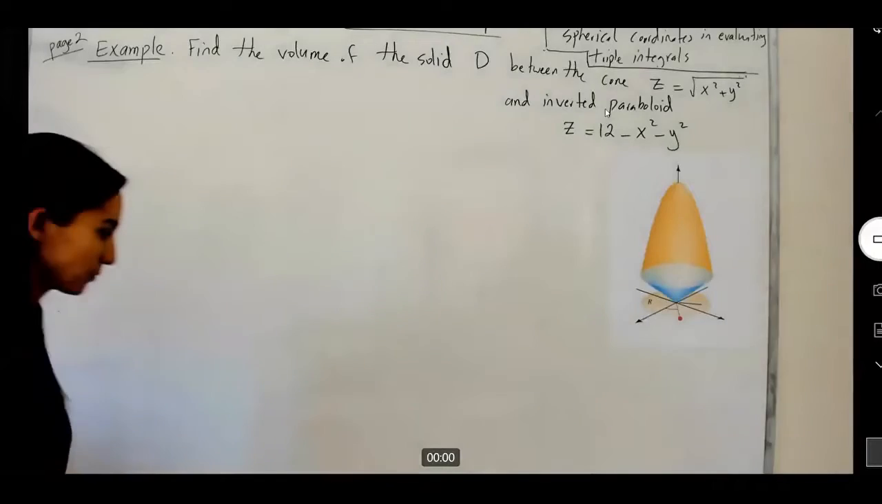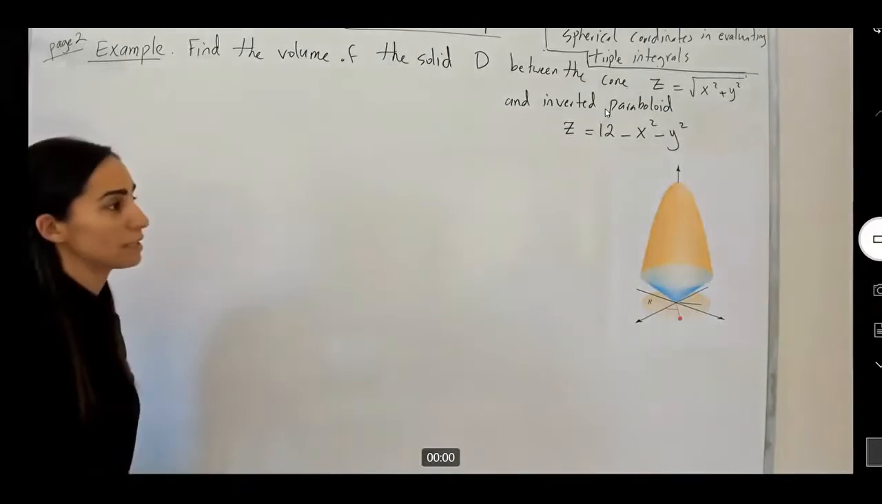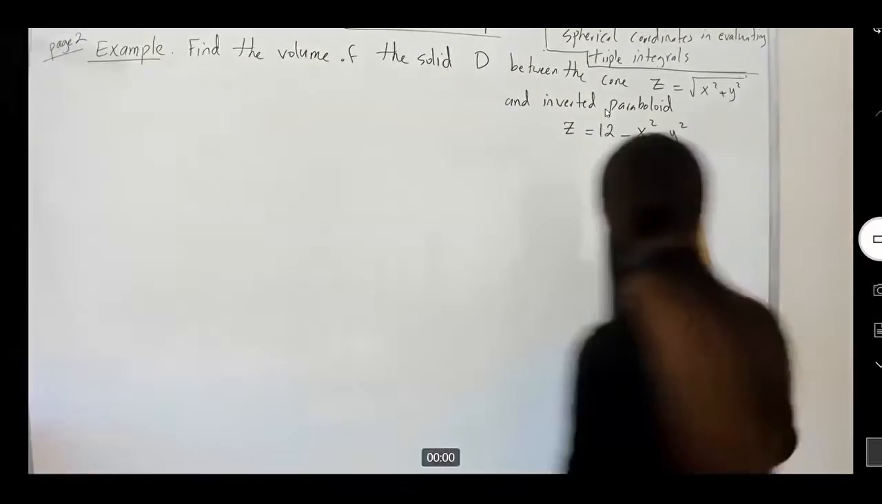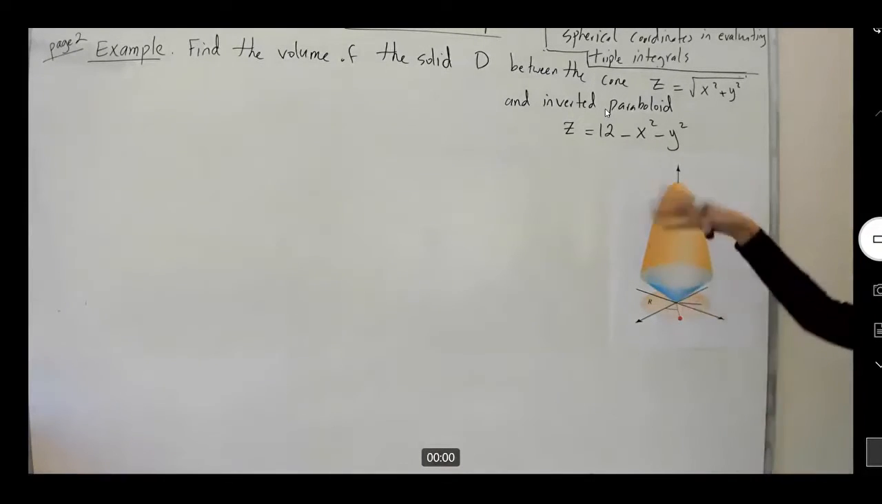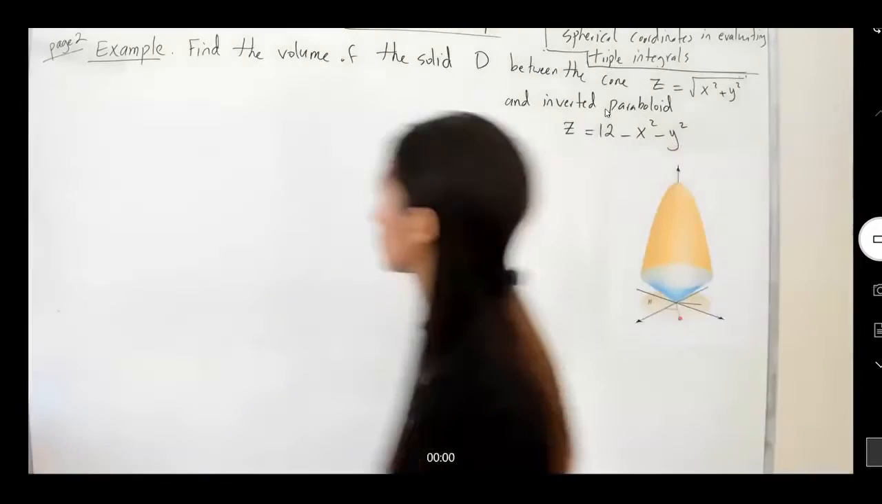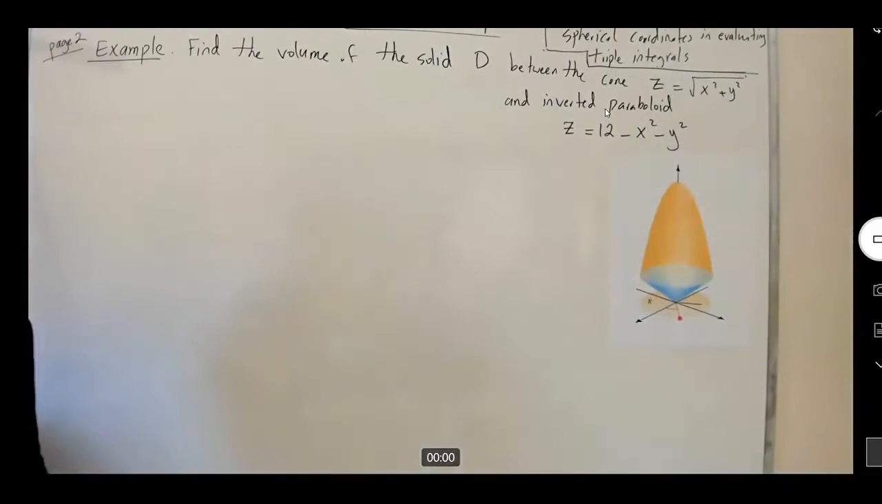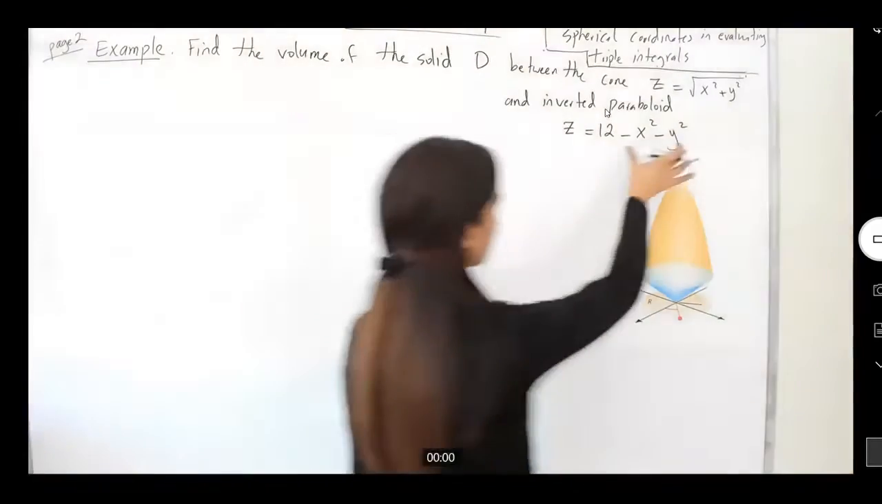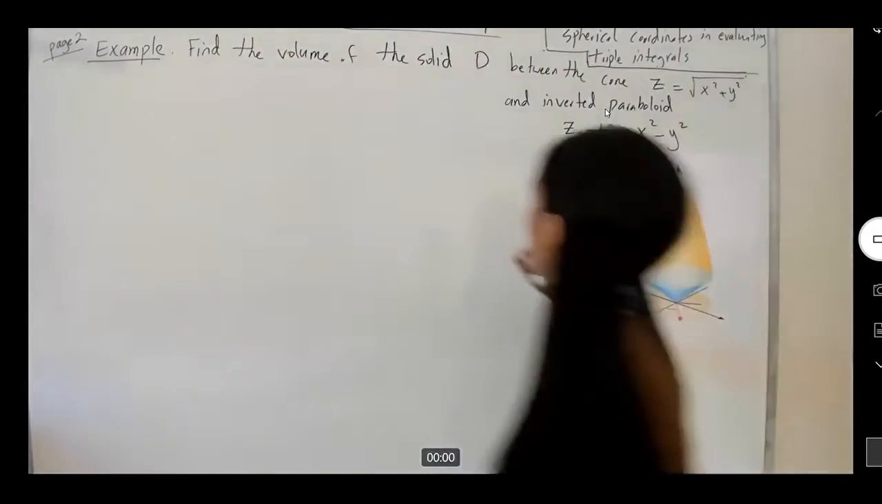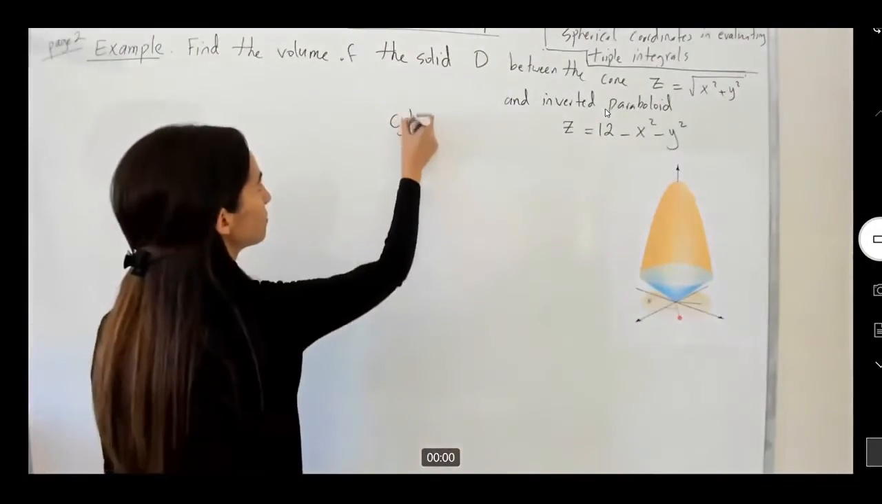Okay, perfect. You might say that, hey, you can use a double integral to find the volume bounded between these two, the cone and the inverted paraboloid. But since we are in the triple integral section, let us use triple integrals to find the volume. Okay, so first of all, let us use our cylindrical coordinates.